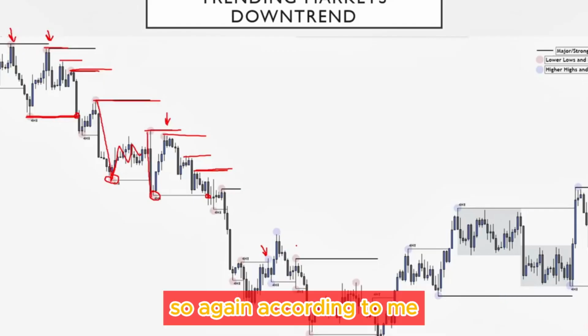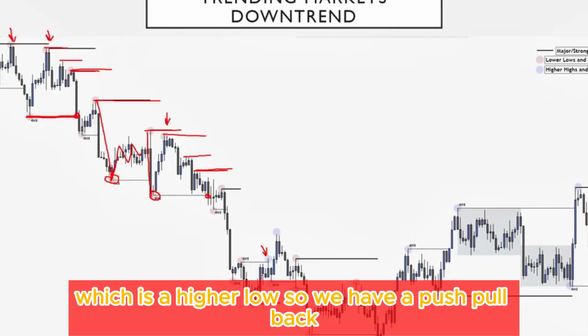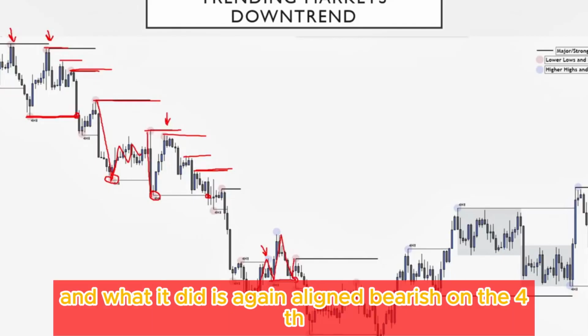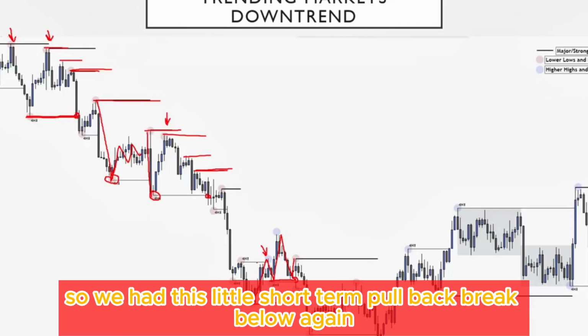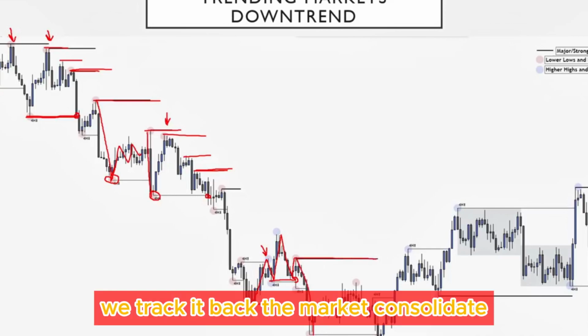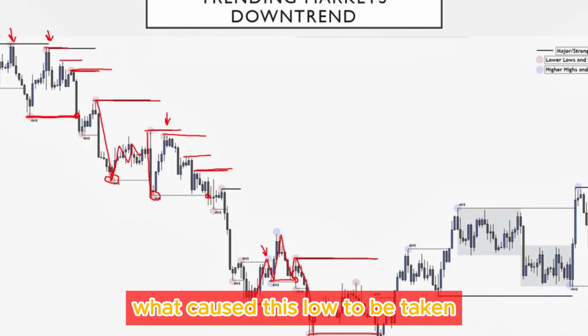So again, according to me, this is the reversal. And then this, to me, turns into the major low, which is a higher low. So we have a push, pullback, push, pullback. The market tried to hold, and what it did is, again, aligned bearish. On the fourth, we have this little short-term pullback. Break below again. What caused the break? It's this. We track it back. The market consolidated, took out the low. Good. What caused this low to be taken?